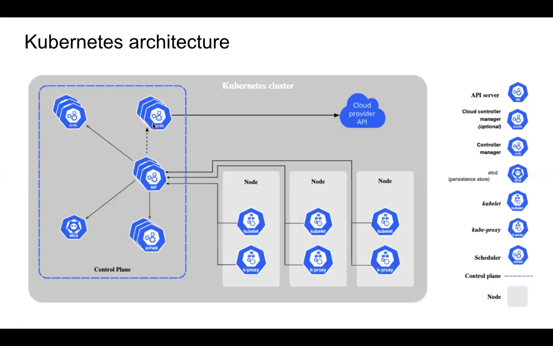So the API server. And this, as you see, is a dotted line: the cloud controller manager. It's optional, that's why it's dotted. If you have a cloud provider API, it's used for that manager. Then you have the controller manager. We'll see what each one does. We have etcd, which acts as the storage. We have the scheduler, which schedules the pods and makes sure that the pods are created and are in the state in which you expect them to be.